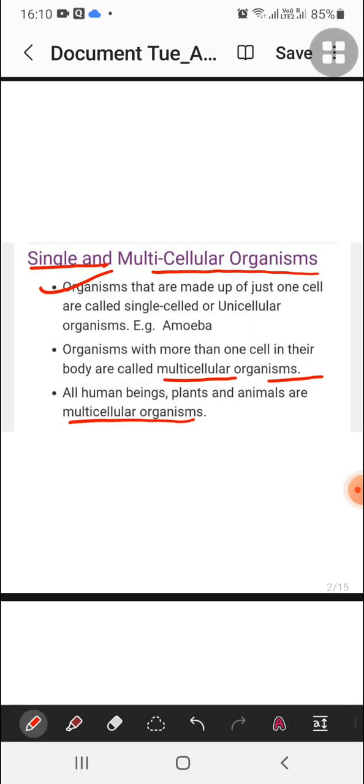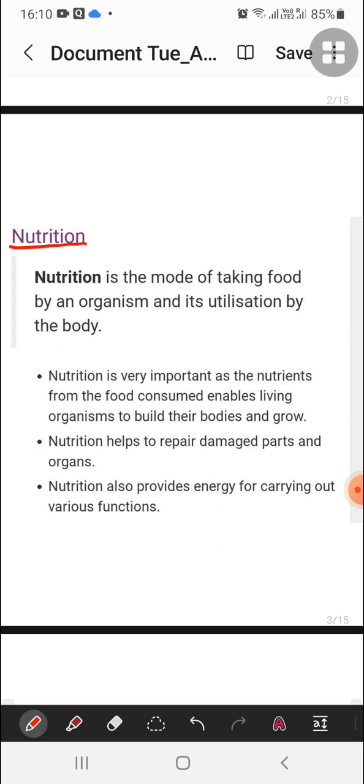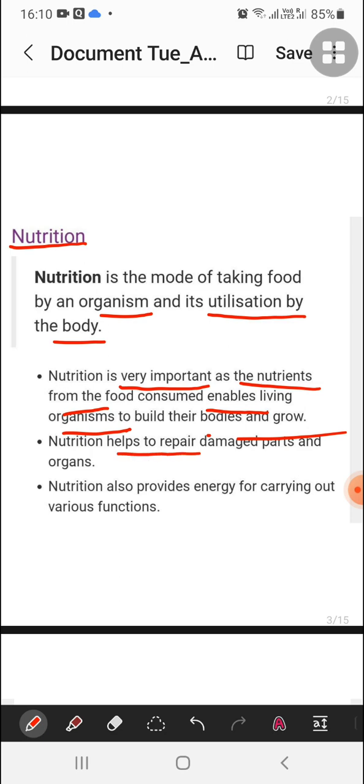Then next page. What is nutrition? Nutrition is the mode of taking food by an organism and its utilization by the body. Nutrition is very important as the nutrients from the food consumed enable living organisms to build their bodies and grow. Nutrition helps to repair damaged parts and organs. Nutrition also provides energy for carrying out various functions.